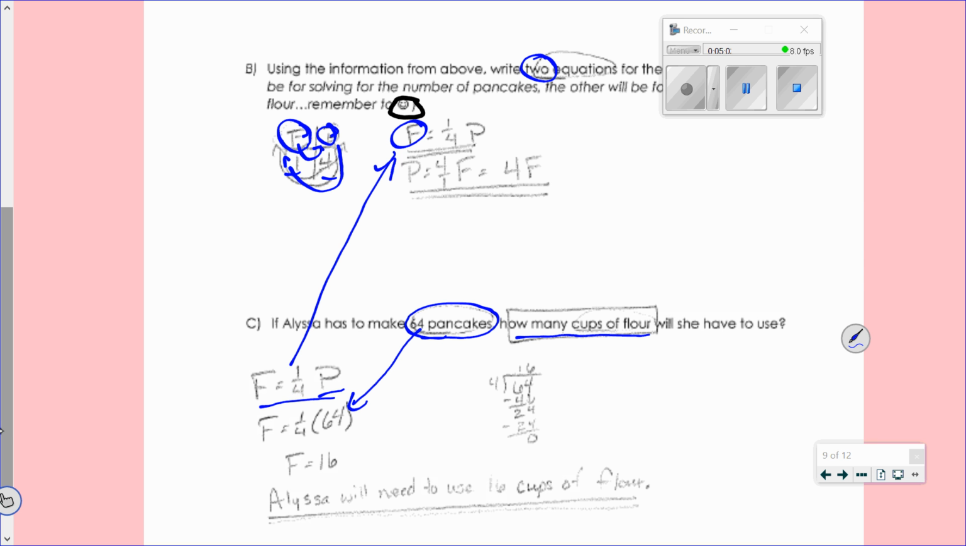Okay? Would you be able to use the other formula if they give me the number of bars she has? You need to be comfortable with both.